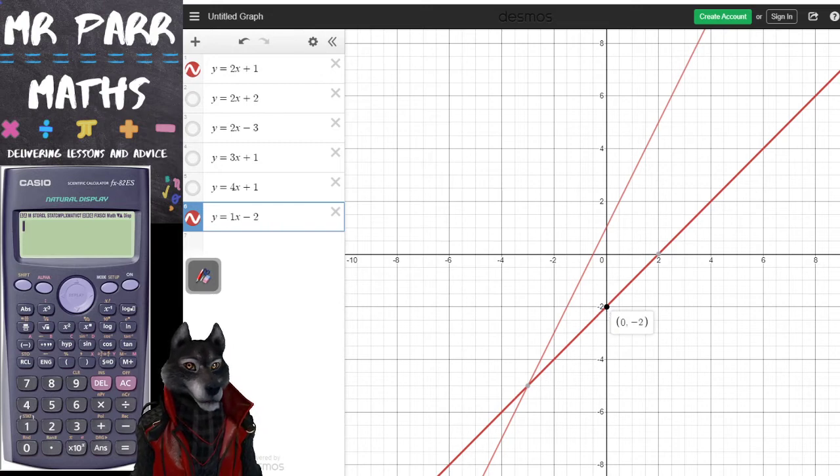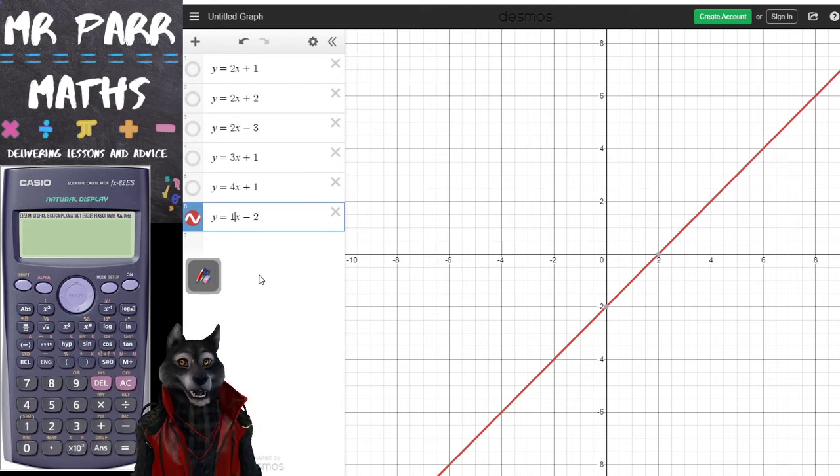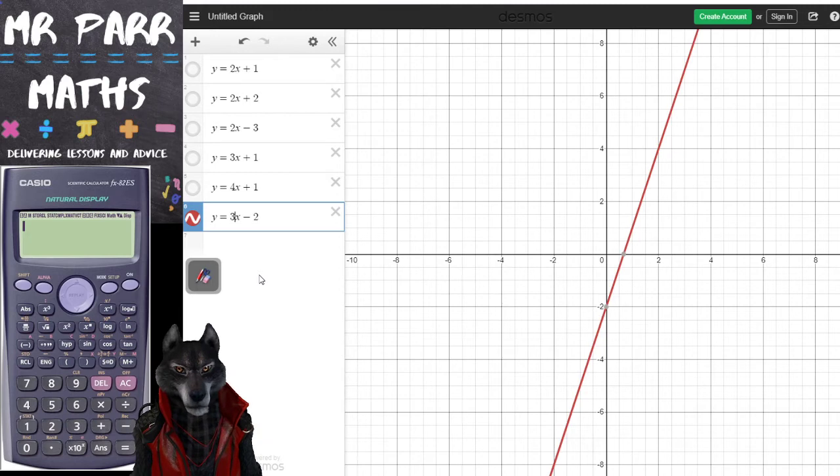Okay, right. So, let's change something else now. Let's change the gradient. So I'm going to keep it at -2. In fact, I'm going to turn off this original now. And I'm going to change the gradient. If I change that gradient to a 3, what do you think is going to happen? Think about it.